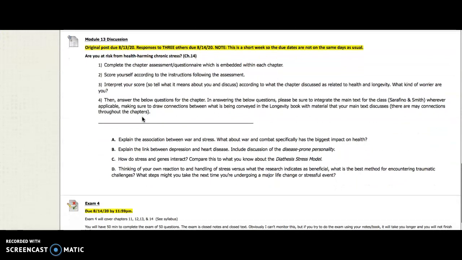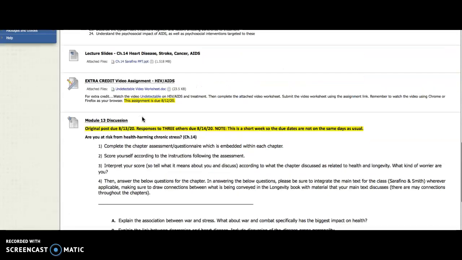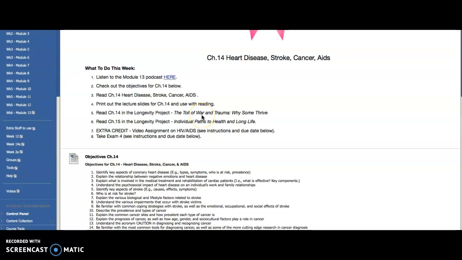All right, and then your discussion for this chapter is looking at the health harming effects of chronic stress, particularly looking at the disease-prone personality. So if we go back up here really quick, we're looking at trauma, so chronic stress, trauma, how does that affect people? The title of the chapter is The Toll of War and Trauma. You're going to see what the termites went through. A lot of them lived through multiple wars. What toll did that have on them? Some of them suffered some severe trauma in their lives. And why did some thrive even in the face of that and some didn't?